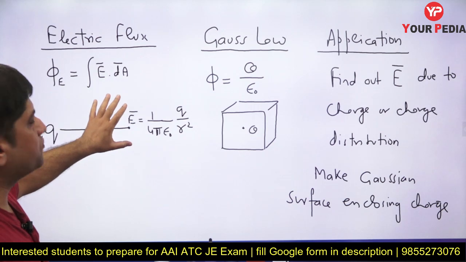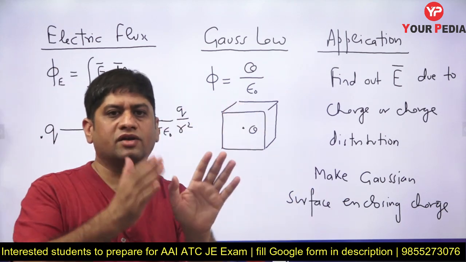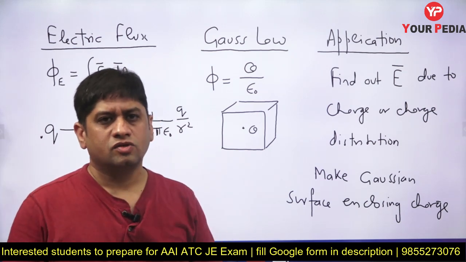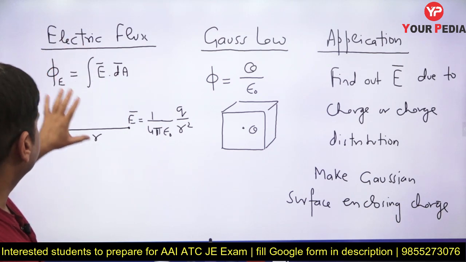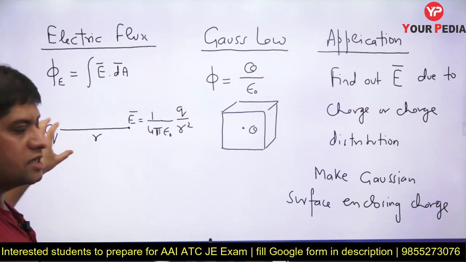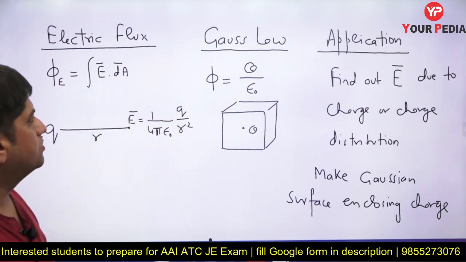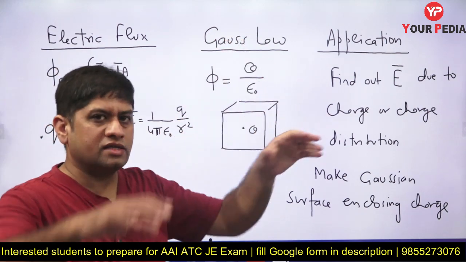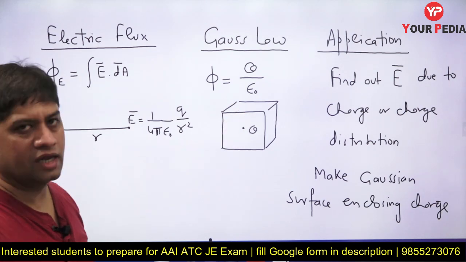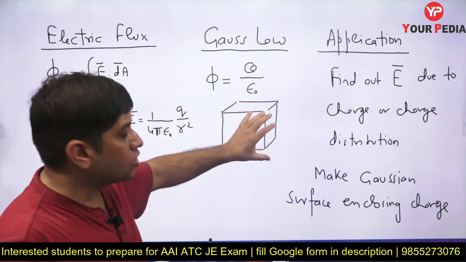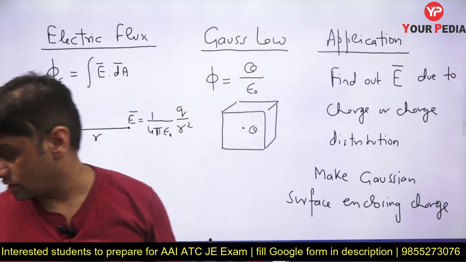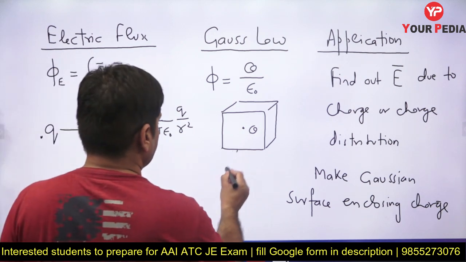The first lecture was electric flux, which is defined as the electric field lines crossing through a particular surface area: E dot dA, where E is the electric field. That is how we discussed it. If there is a charge at distance r, what is the electric field? We know this is the formula. Then we discussed Gauss law. If there is a charge enclosed in a surface, what will be the total flux? That is equal to Q by epsilon naught, and this does not depend upon the shape or size of the closed surface. That is called the Gaussian surface.